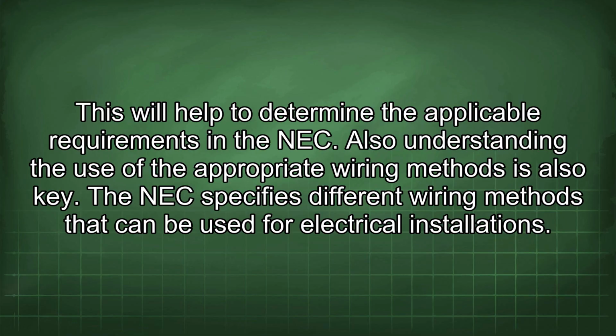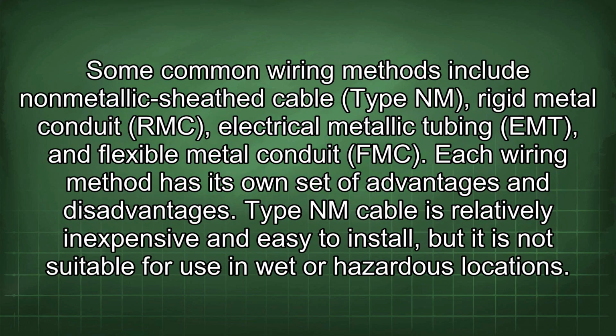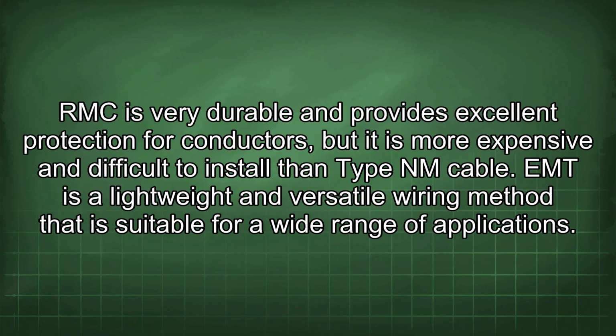The NEC specifies different wiring methods that can be used for electrical installations. Some common wiring methods include non-metallic sheath cable type NM, rigid metal conduit RMC, electrical metallic tubing EMT, and flexible metal conduit FMC. Each wiring method has its own set of advantages and disadvantages. Type NM cable is relatively inexpensive and easy to install, but it is not suitable for use in wet or hazardous locations. RMC is very durable and provides excellent protection for conductors, but it is more expensive and difficult to install than type NM cable.